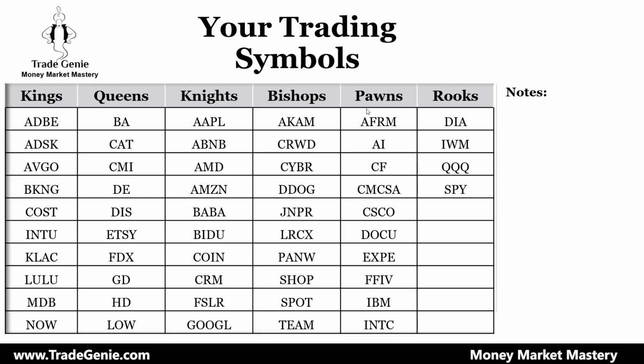And then there are lower price stocks. So I call them pawns. I just open my list during the day and see which one I can catch, one by one. So I start with knights, then I go into queens, and then I'm looking at bishops, pawns, and these are the rooks.